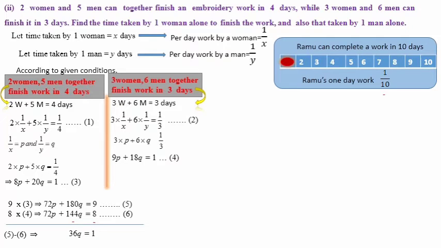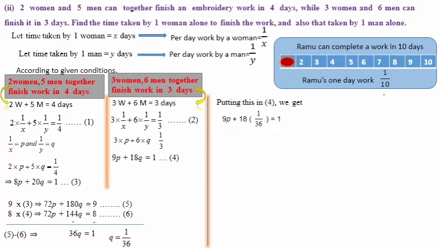Then 5 minus 6 implies 180 minus 144, that is 36q. 9 minus 8 is equal to 1. Then q is equal to 1 by 36. We have to substitute this value of q in equation number 4. After substituting, 9p plus 18 into 1 by 36 is equal to 1.